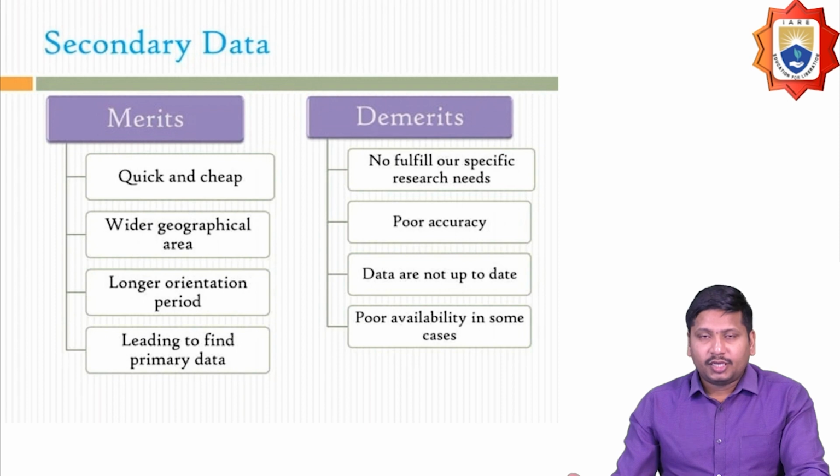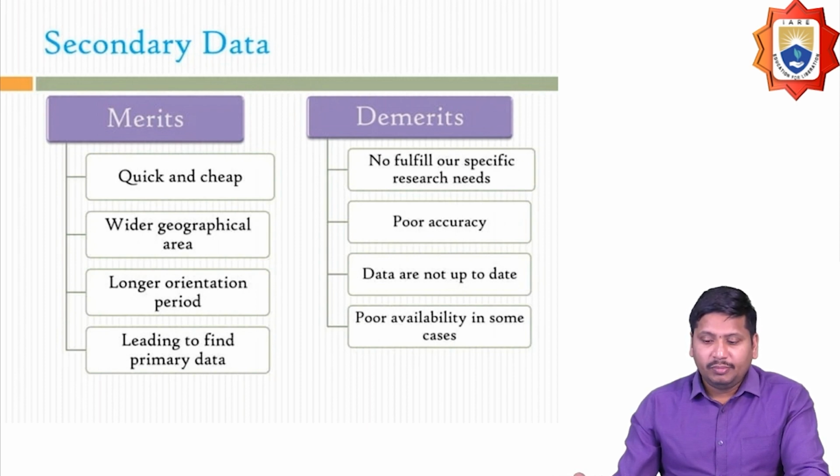And coming to the merits and demerits of secondary data, the merits are that it is quick and cheap, a wider geographical area can be covered, and a longer orientation period is not needed in order to find the primary data. So these are the merits of secondary data. Okay. Through secondary data, quick and cheap is the best one, and a wider geographical area and longer orientation period is not needed.